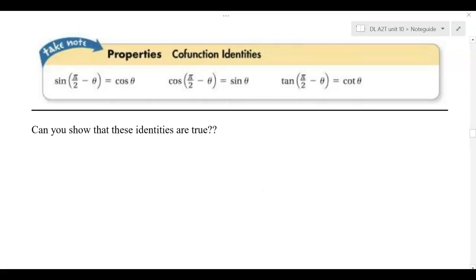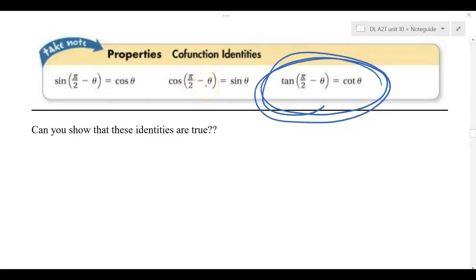So here are some cofunction identities, okay? Probably the most important one to learn out of here is this one, if you're going to memorize one. The other ones you can derive, and what I mean by that is I'm going to answer the questions, can you show these are true, just with this. Notice I'm working with sine and it says pi over 2 minus theta.